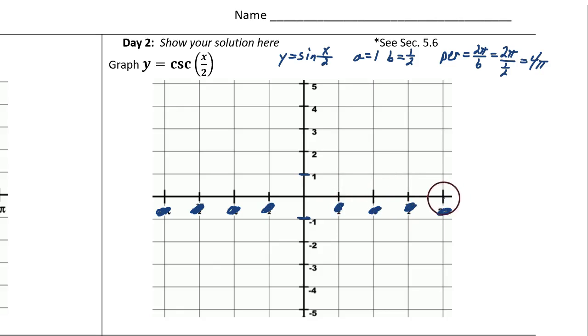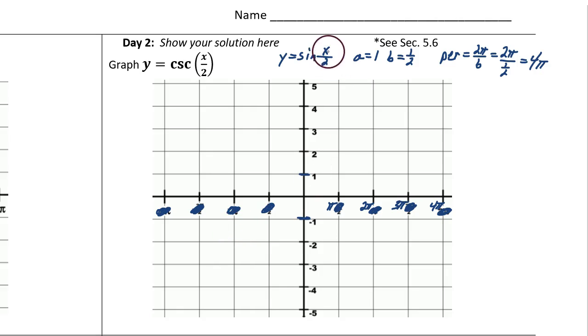1, 2, 3, 4. Let's make that fourth mark be 4 pi. Then the one halfway in between is 2 pi. This one here is pi, and this is 3 pi. Similarly, going to the left, those would be negative versions of those numbers. Now let's graph our function.